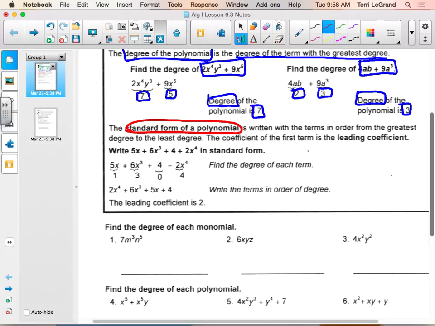So when I ask you to put a polynomial in standard form, what you're going to do is write it with the terms in order from greatest degree to least degree. Remember, we just talked about those degrees. So the monomials are going to be lined up from largest degree to smallest degree. And then we have another thing we have to talk about. Let's put a box around this one, leading coefficient. A polynomial also has a leading coefficient.